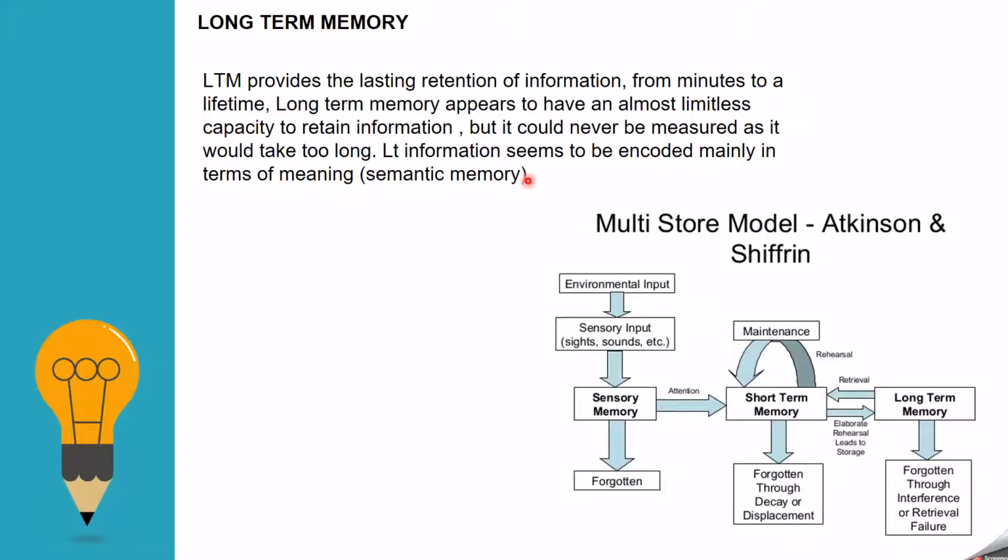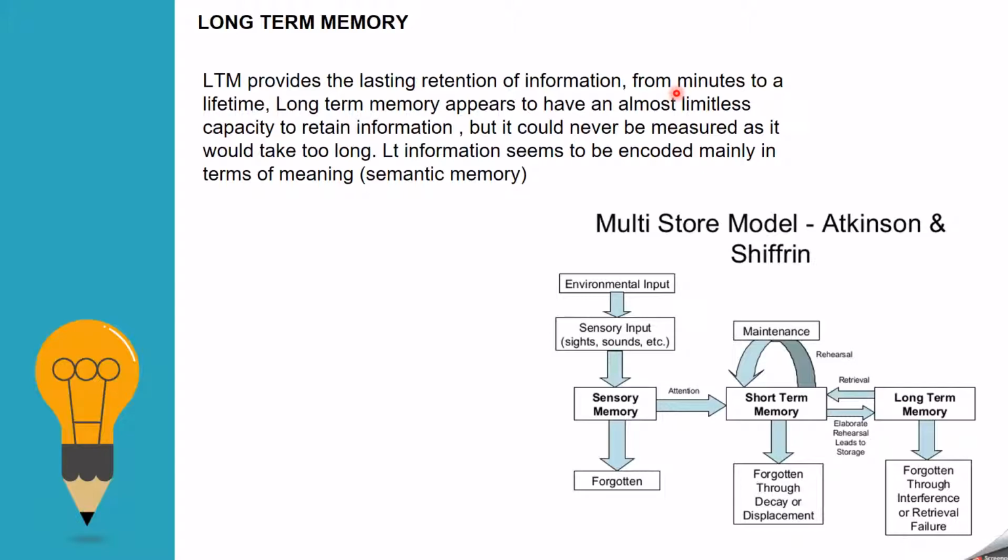Long-term memory, which is the end part of the multi-store model, provides the lasting retention of information. So it increases the time that it's in your brain, from minutes to a lifetime. So it gives you more time to keep hold of such information.